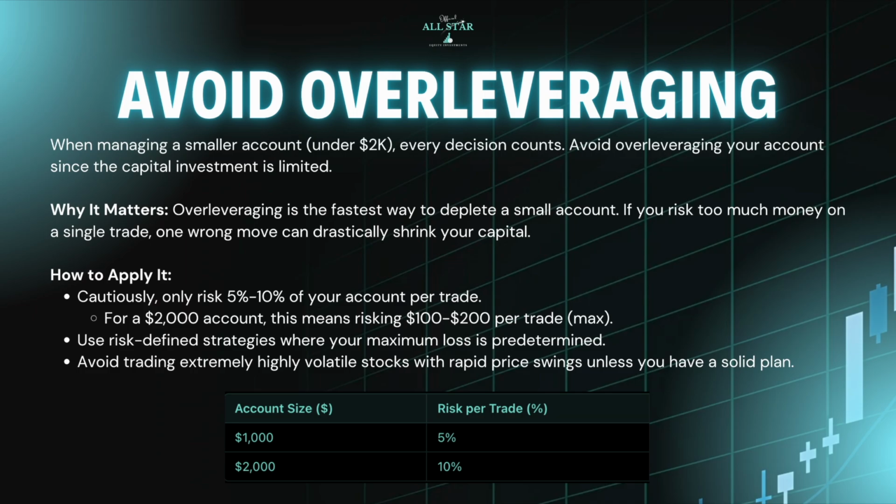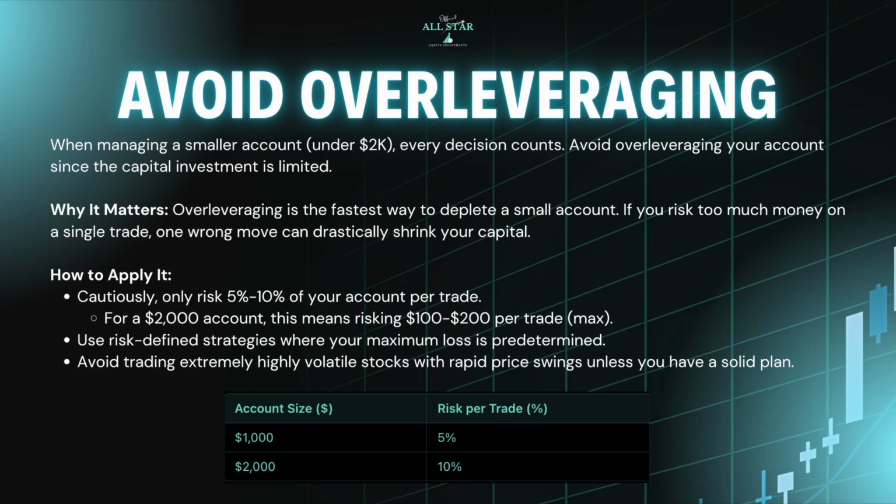So the first thing to note is that when managing a smaller account under 2K, every single move carries weight. With limited capital, you can't afford to take reckless risks, and over-leveraging can potentially diminish an account faster than you think. Now, why this matters is specifically because over-leveraging is one of the quickest ways to exhaust a small account. If you put too much capital into a single trade and the market moves against you, your account balance can take a major hit, sometimes beyond recovery.